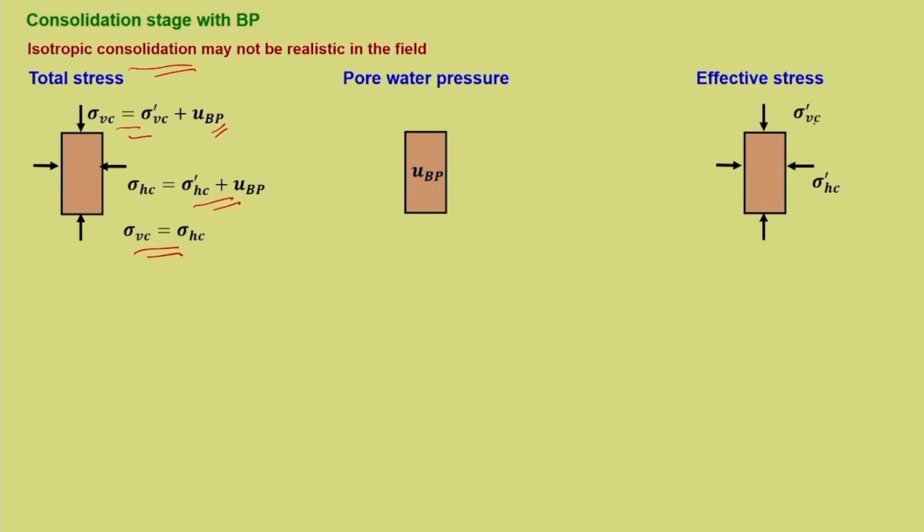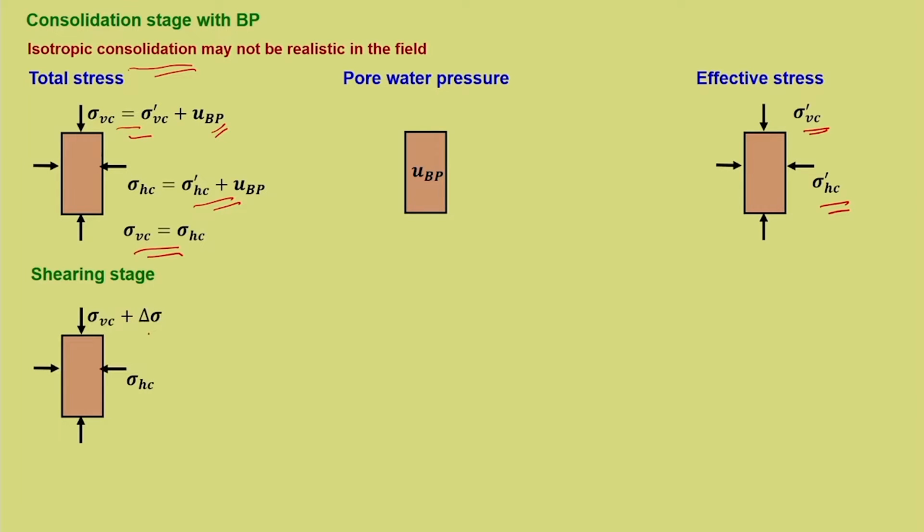So the effective stress is sigma V dash C and sigma H dash C. Now in the previous case also, that is when back pressure is not applied, the sigma V dash C and sigma H dash C are the same. So we are not altering the initial effective stress condition. So once the consolidation is completed, that means there is no more drainage of water happening, the next stage is the shearing stage, and this is done under undrained condition.